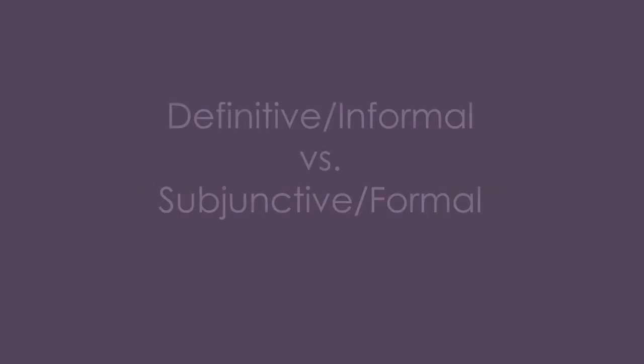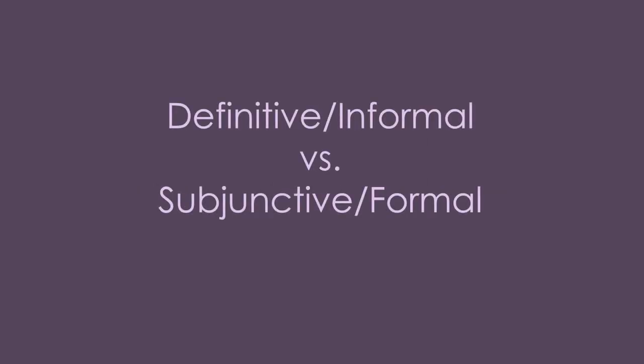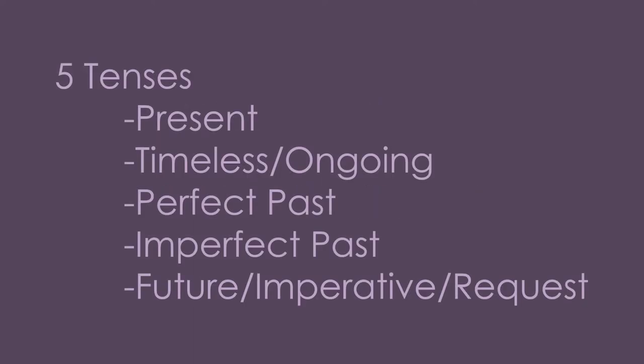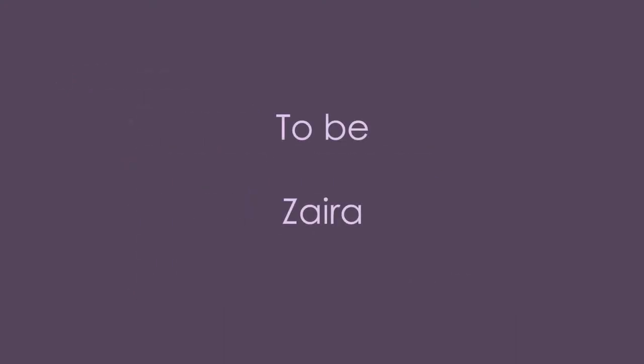Now, as for conjugation, you have two moods, the subjunctive and the definitive. The subjunctive is generally considered to be more formal, and the definitive is considered to be more informal. Each mood has five tenses: present, timeless, perfect past, imperfect past, and future. The future is also the imperative form in the definitive. So we're going to be conjugating the verb to be, which is zera, in all of these forms, for first, second, and third person, as well as the plural person.